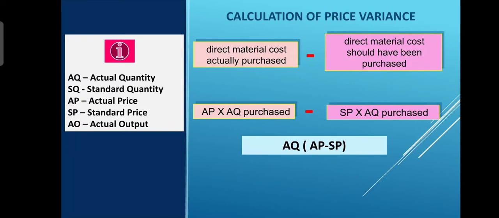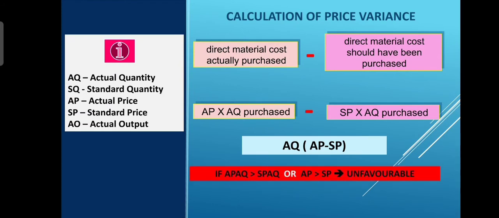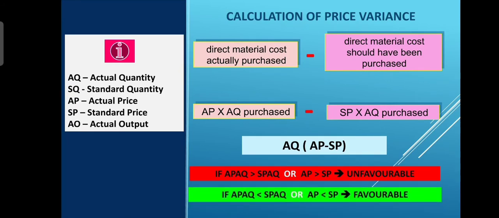You may factorize the formula like this: AQ purchase bracket AP minus SP. If AP is more than SP, you will get unfavorable variance, which is not good. But if AP is less than SP, you will get favorable variance, which is good.